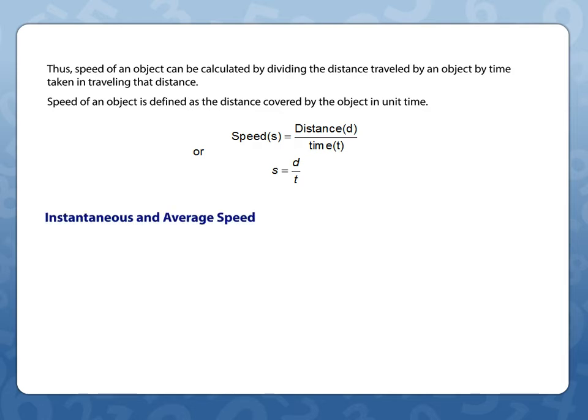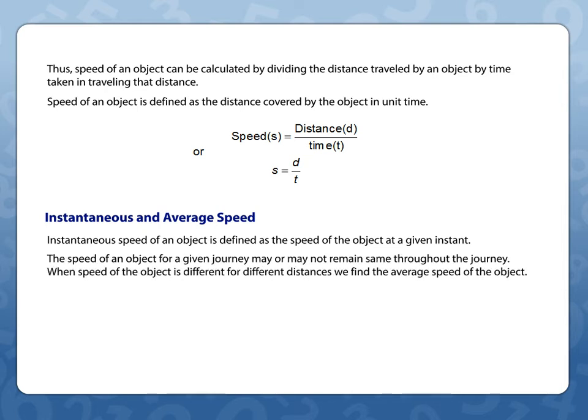Instantaneous and average speed. Instantaneous speed of an object is defined as the speed of the object at a given instant. The speed of an object for a given journey may or may not remain the same throughout the journey. When speed of the object is different for different distances, we find the average speed of the object.